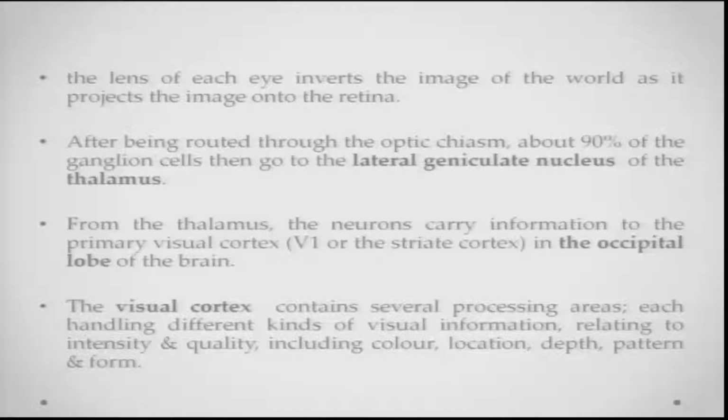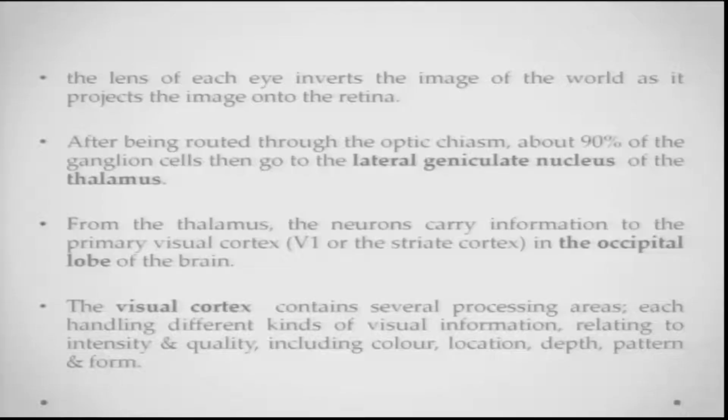The lens of each eye inverts the image. You might have done elementary physics in your class 6th or 7th, and you might know that a lens forms an inverted image of the world as it projects this image. The same happens with the lens of the eye, so it projects an inverted image to the retina. After being routed through the optic chiasm, about 90% of the ganglion cells then go to what is called the LGN, or the lateral geniculate nucleus. This is a set of nuclei in the thalamus. So the thalamus is the basic region of the brain where this is going.